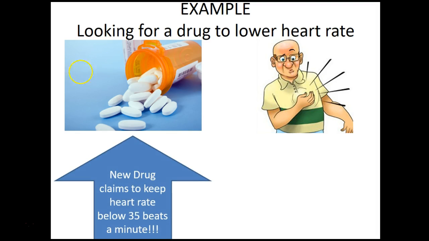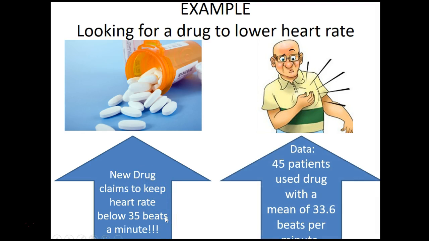The new drug claims to keep heart rate below 35 beats a minute. Okay, and the data that they have for that is they looked at 45 patients using the drug, and their mean was only 33.6 beats per minute. Okay, so the status quo here is 35 beats, and we want something that would make you lower that. So as people get older, they actually kind of want it. They don't want their heartbeat to be too fast.